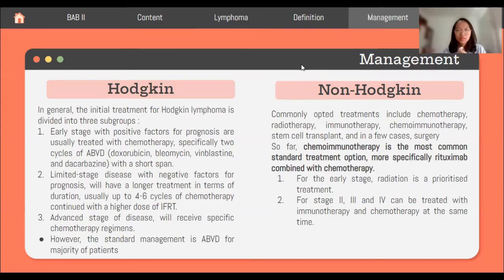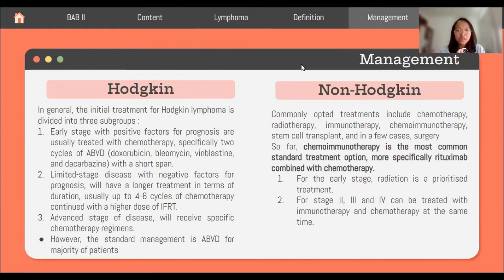Thank you. Hello everyone, my name is Natasha Repusparani with a 3-digit number of 227, and here I'll be explaining the management of lymphoma. Management of lymphoma differs between the two classifications, Hodgkin and non-Hodgkin lymphoma. For Hodgkin lymphoma, the choice of treatment is made by considering its histological features, the stage, and prognostic factors. In general, the initial treatment for Hodgkin lymphoma is divided into 3 subgroups.